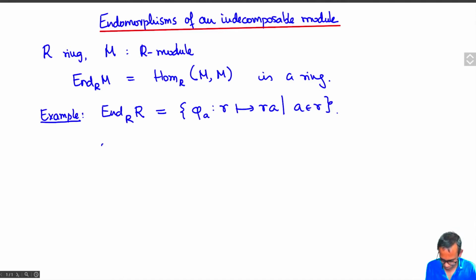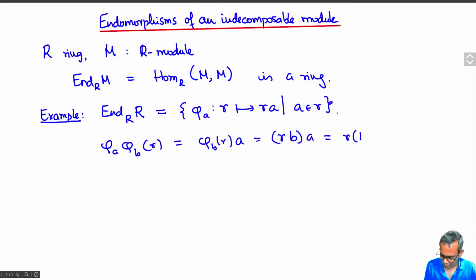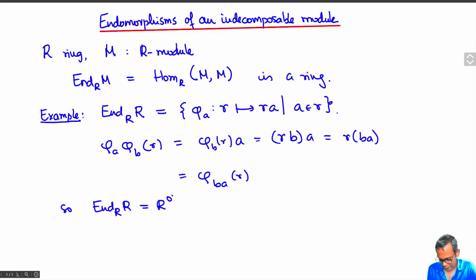And here we have φ_A composed with φ_B of r. Well, that turns out to be φ_B of r multiplied by a, but φ_B of r is r times b, so this is r times b times a, but that's r(ba) by associativity, and that's just φ_{ba}(r). So End_R(R) is not exactly R, it is the ring opposite to R, where the order of multiplication is reversed.